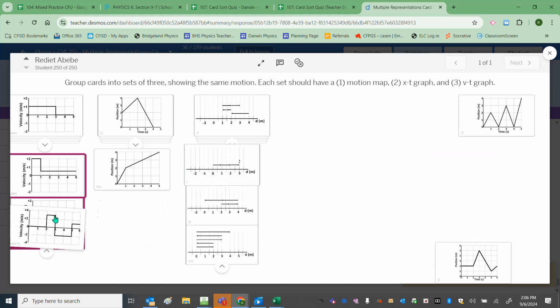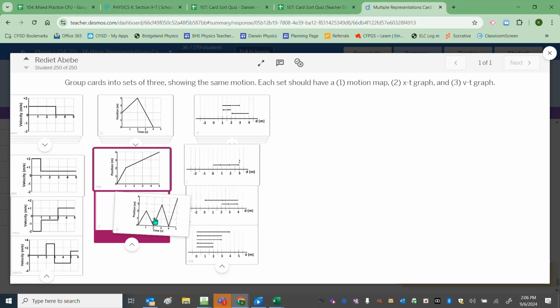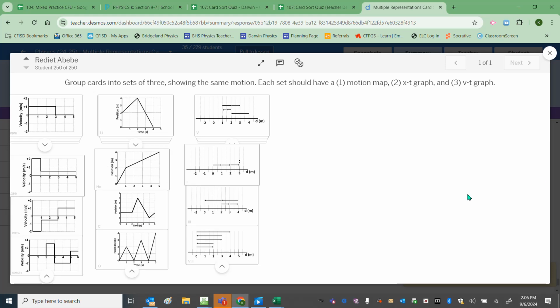So first things first, get the screen organized so you can actually work, because otherwise it's just a mess. Okay, so now it's easier for me to see everything and I can work. And so what you're going to want to do is pick one of your graphs, and it doesn't really matter which one you start with.